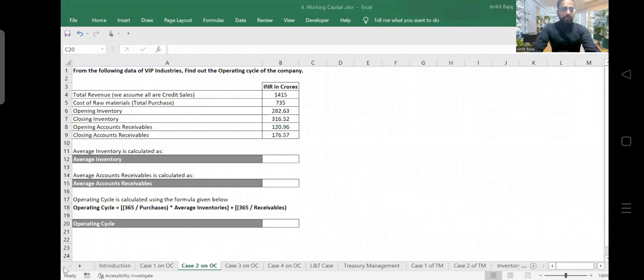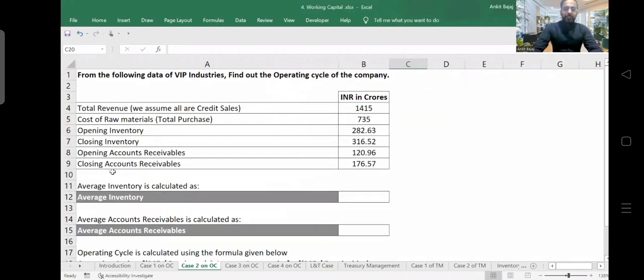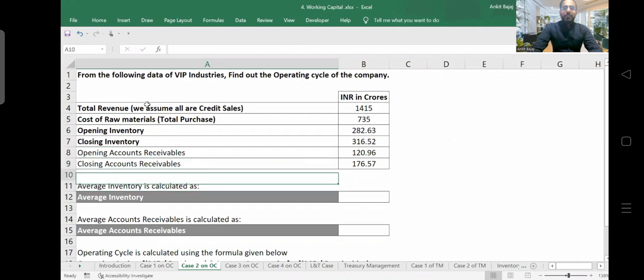Question number 2, we will do. From the following data of VIP Industries, find out the operating cycle of the company. Total revenue is given. We assume all sales are credit sales. Cost of raw material is given, that is total purchase. Then here, if you see, opening inventory and closing inventory are given in the question. Then opening account receivable and closing account receivable are given in the question.